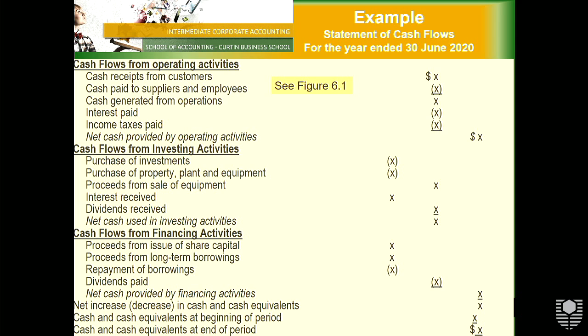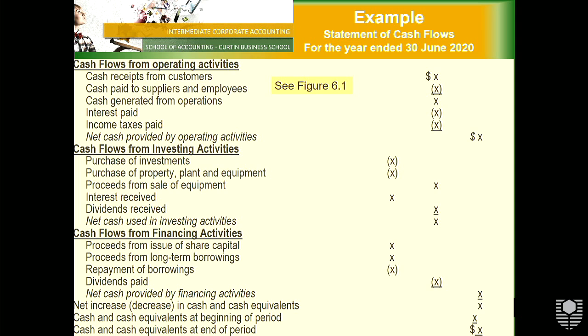Your financing activities are where you get your money from to run your business. Do you issue shares or do you get bank loans, for example? Your financing activities can include a number of items: issuing shares, long-term borrowings, repayment of those borrowings, as well as any dividends in relation to those shares that you have. So that's your basic format.